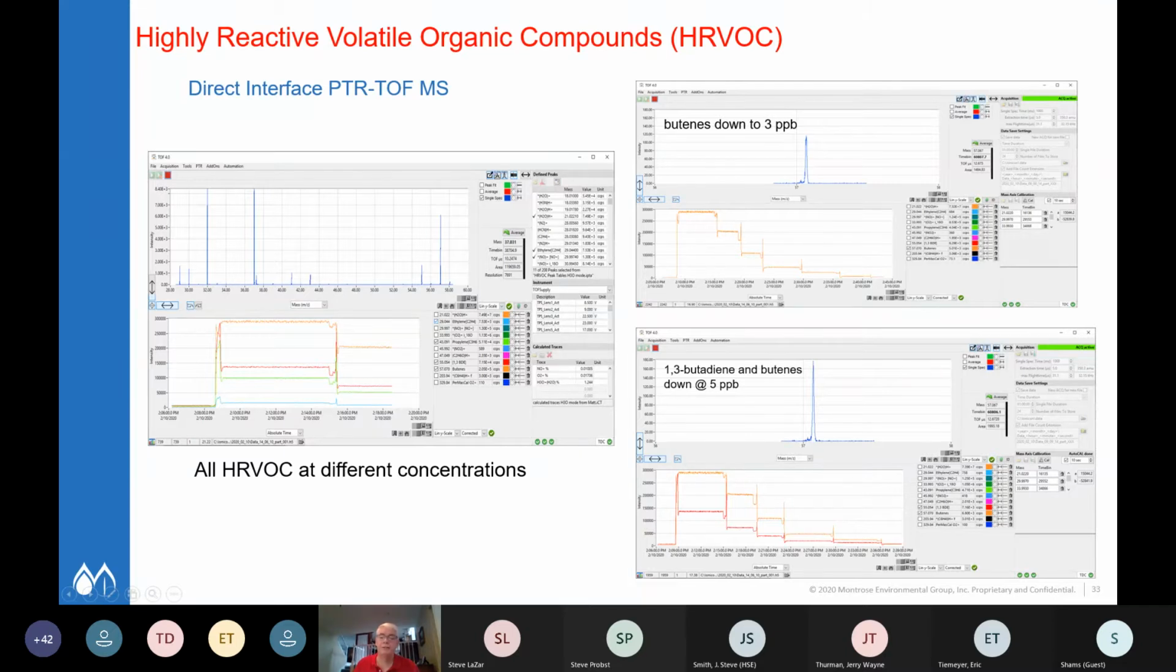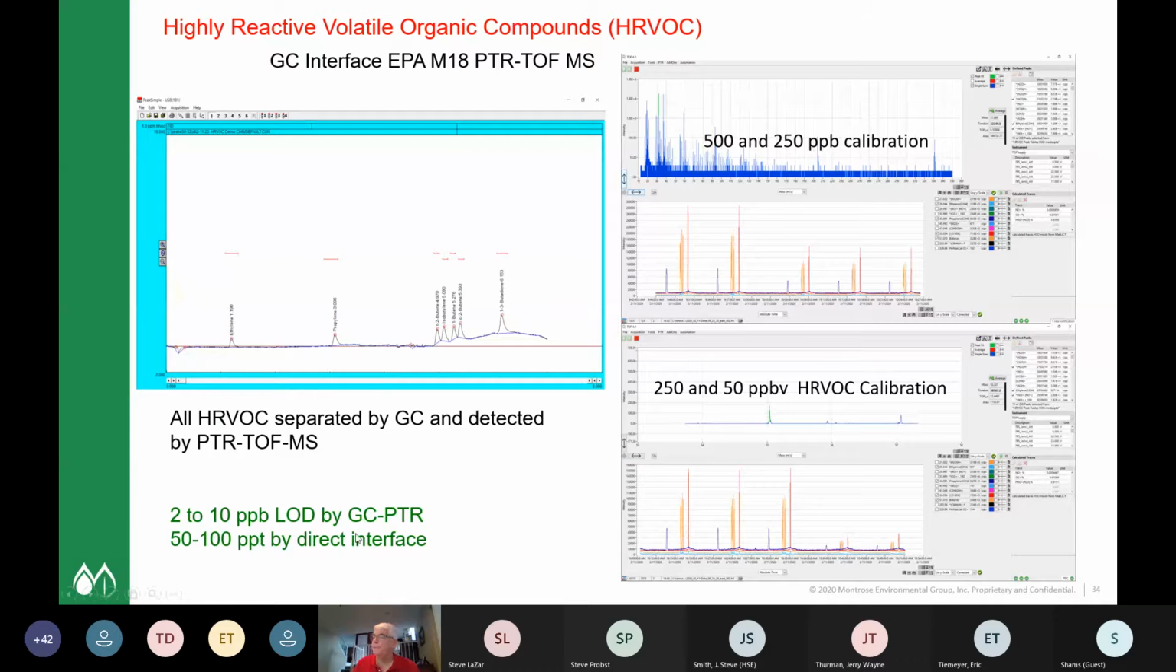Situations do arise where we need to know the total of each HRVOC separately. So the only way we can do that again is to go back to the GC system. I'm starting to run a little bit late on time here, so I'll speed it up.